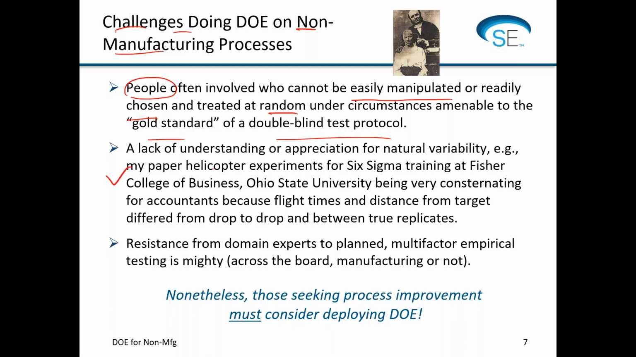I also, as I mentioned, see oftentimes a lack of understanding or appreciation for the natural variability of a process, dealing with calculations of standard deviation and things like that. And for example, I was doing this paper helicopter experiment at the Six Sigma training at Fisher College of Business one time. And this accountant came over to me and he said, look, I've got to talk to you in private because I have a big concern over what's happening with the results that our team are producing with these helicopters. He said, the thing is that we make the same helicopter, with the same wing length, same body length. We do everything exactly the same and we drop it and the result doesn't come out exactly the same.